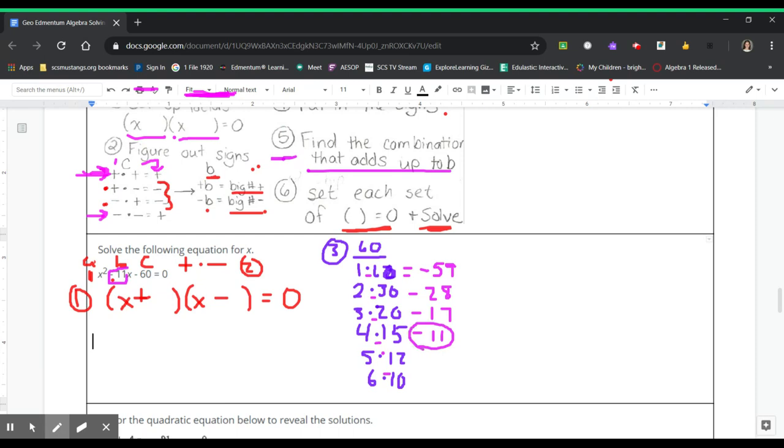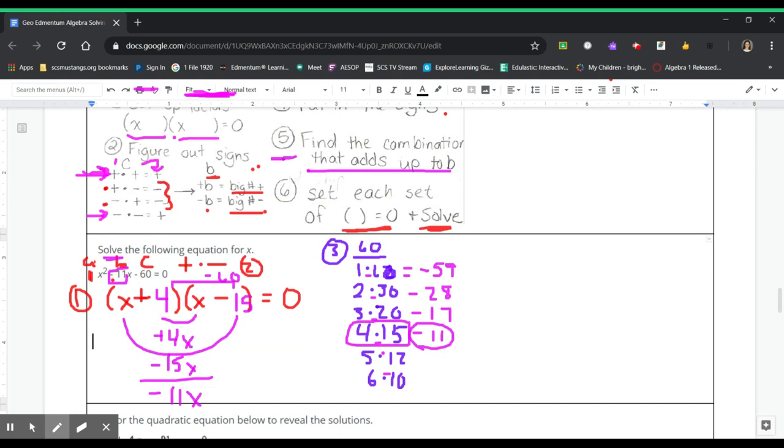If you're not sure, you can just go through and do the whole list, or you can just see which one you think it's going to be and then do the math real quick to see. Okay, so this is going to be our answer right here. So we've got a positive 4 times a negative 15, and I'm double checking. Positive 4 times a negative 15 does give us a negative 60. And then to check the middle term, I've got positive 4x times a negative 15x, and if I add that together, that's going to give us a negative 11x that we were looking for. So that's the right combination.